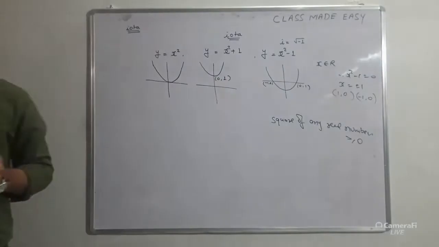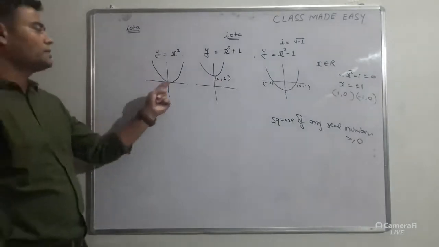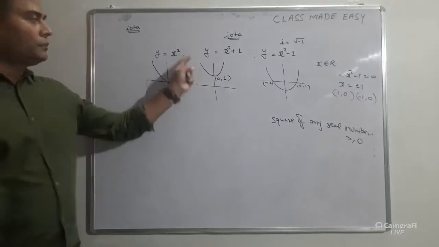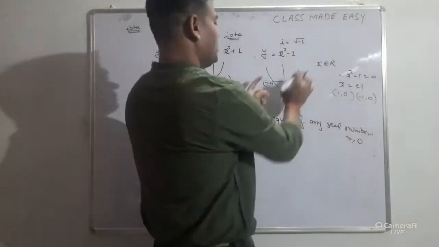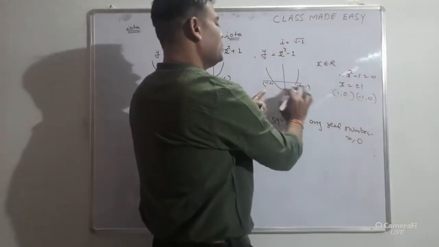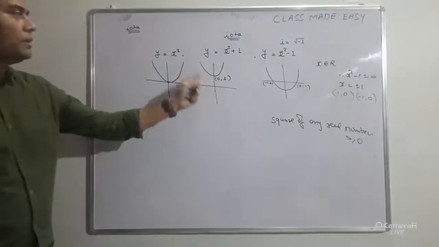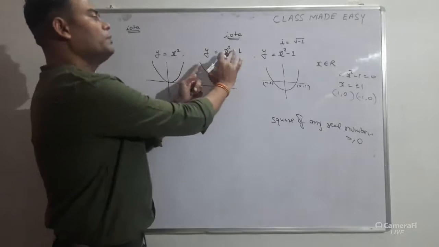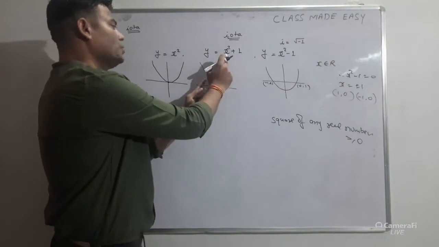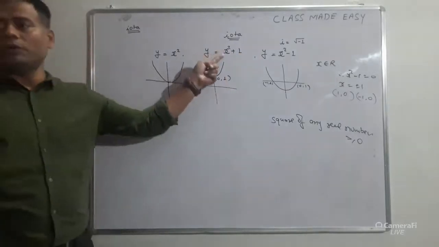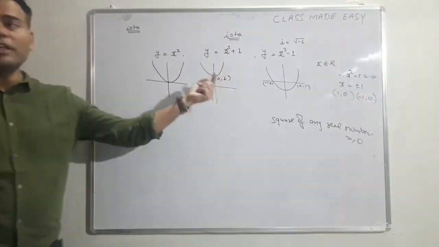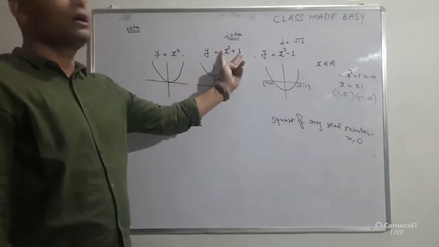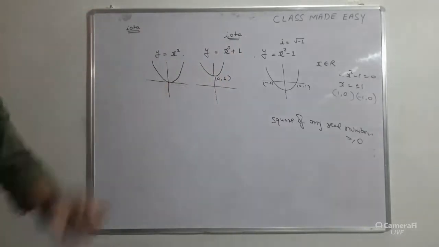So here three cases are there. One is y equals x square. The graph touches the x-axis at this point. The second graph cuts the x-axis at 2 points, minus 1, 0 and 1, 0. And the third one, the middle one, y equals x square plus 1. The minimum value is 1. If you put x as 0, you will get 1. And other than 0, if you put anything, you will get 0 or more than 0 for the square, so y is greater than or equal to 1. So it is y equals x square plus 1.